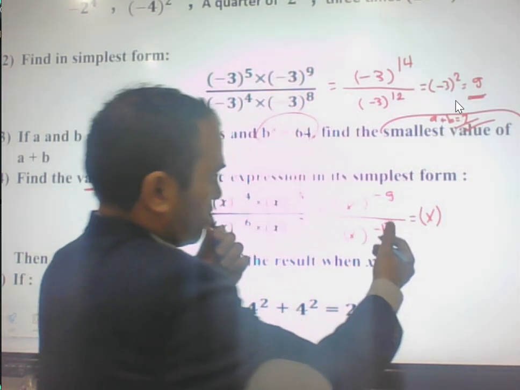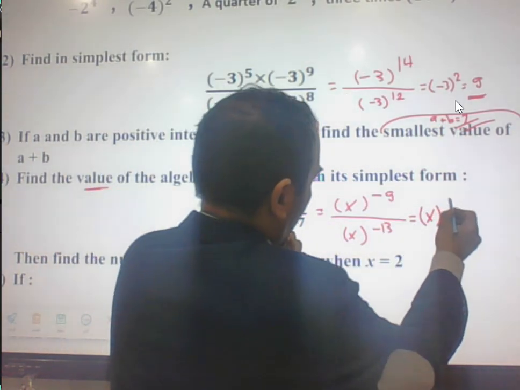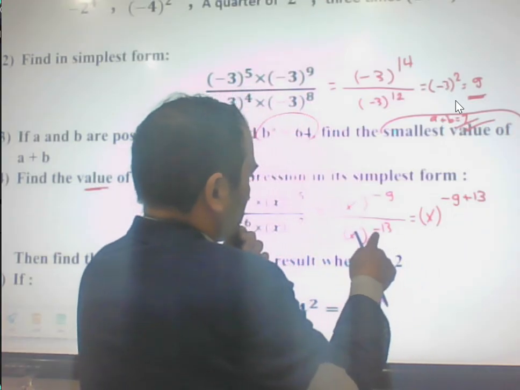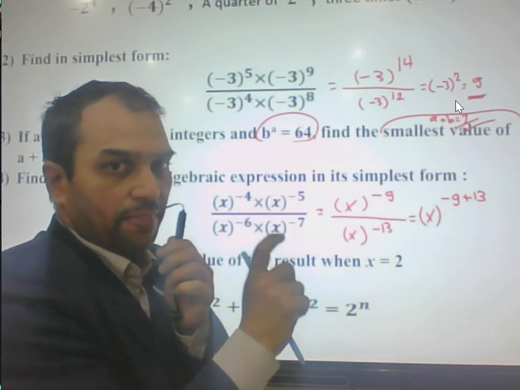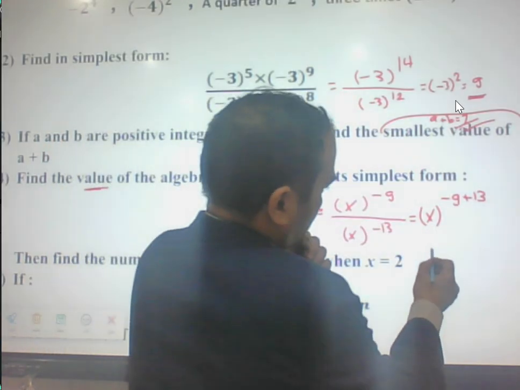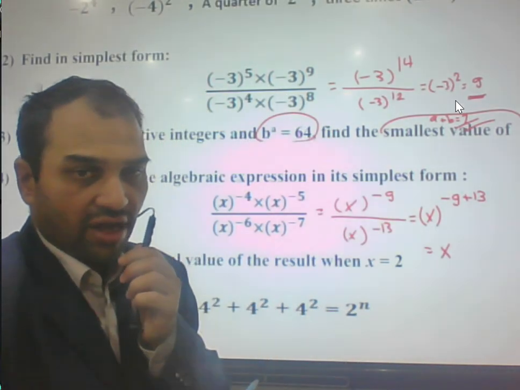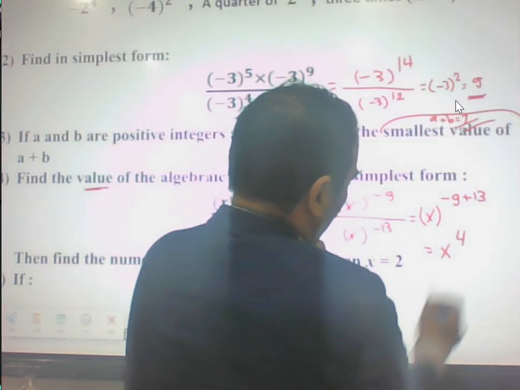X power negative 9 divided by x power negative 13 finds the difference between two powers, right? Negative here, 9 plus 13, okay? You must change the sign here in the denominator because you divide the same bases, okay? Next step, you can write x power negative 9 plus 13, 13 minus 9 equals 4. In the simplest form, it will be x power 4, okay?